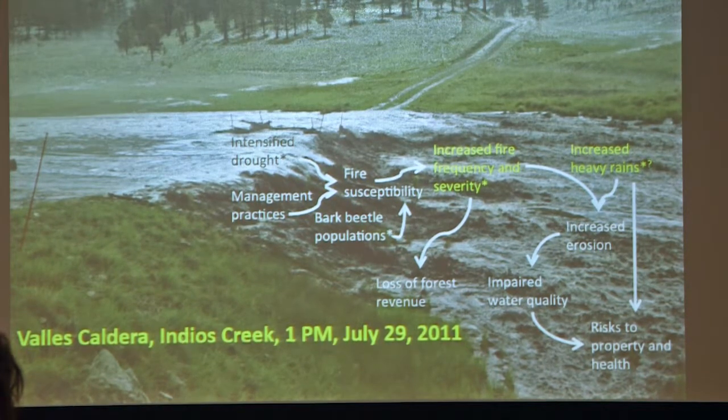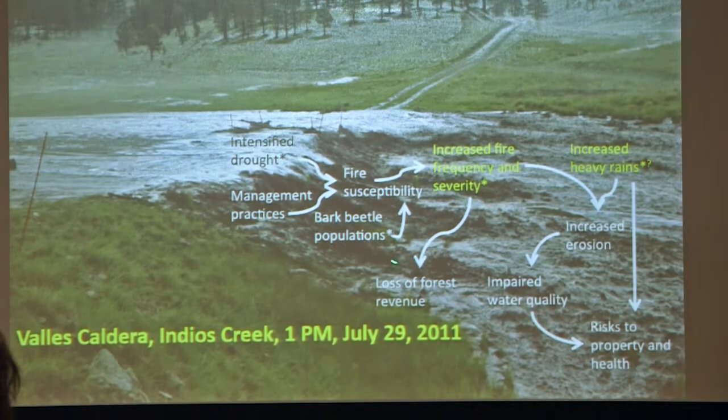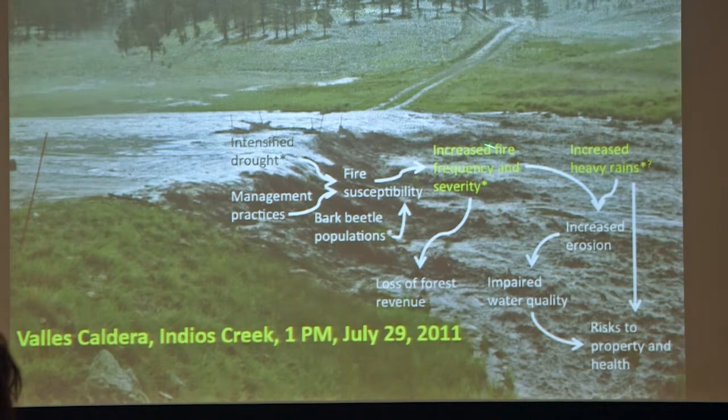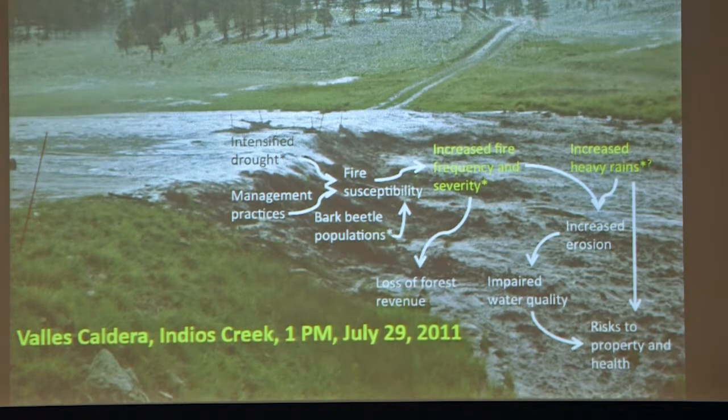Bark beetle populations, maybe expanded life cycles, and they increase fire susceptibility. So we are seeing increased fire frequency and severity that has been linked specifically to climate change in scientific papers. This results in loss of forest revenue, obviously, but also combined with increased heavy rains may result in increased erosion, impaired water quality, and risk to property and health.